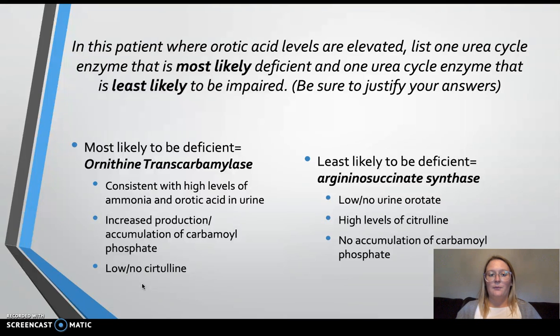And so an enzyme that would be least likely to be deficient or impaired would be argininosuccinate synthase. A deficiency in this enzyme would cause low or non-existent levels of urine orotate and high levels of blood citrulline, which is the opposite of what we see in this patient. In addition, an impairment in this enzyme would suggest that the carbamyl phosphate was not accumulating, and that also strengthens why this would not be impaired, because we know we have accumulation of the carbamyl phosphate.